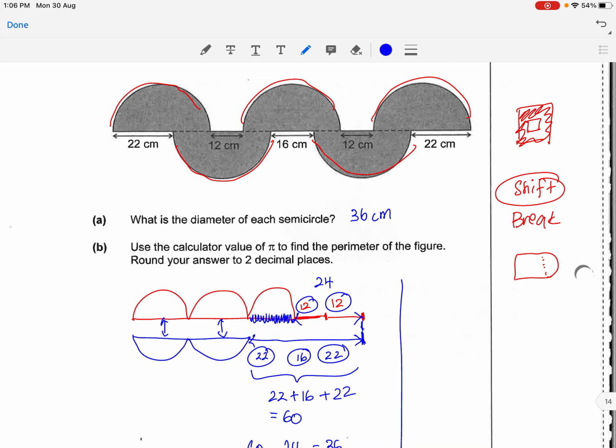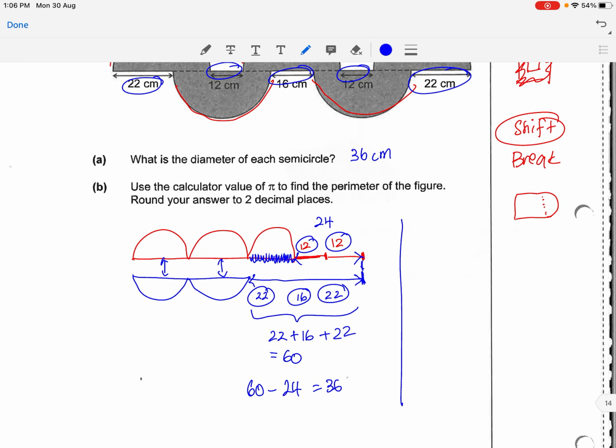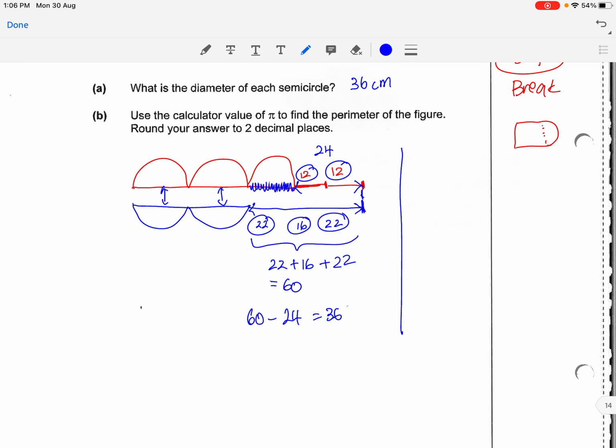I would have this 22 plus 12 plus 16 plus 12 plus 22. You must make sure that all the blue lines are added at the end, after you have found the circumference of 5 semicircles. A lot of you, in order to find the 5 semicircles, did half times pi times my diameter. Maybe I try to find 1 first. When some of you did this, you already started using calculator pi.